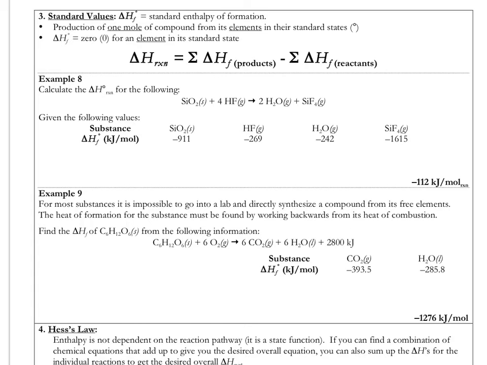So what this means is how much energy does it take to make 1 mole of a compound from its elements. So if we're making CO2, carbon and oxygen. If we're making water, hydrogen and oxygen. Calcium carbonate, calcium, carbon, and oxygen. And these are standard or known values.